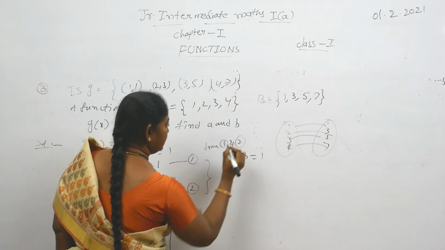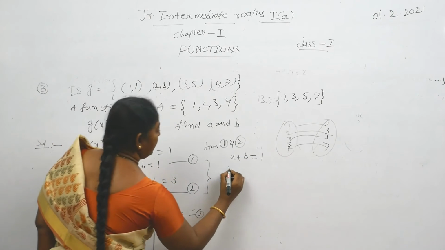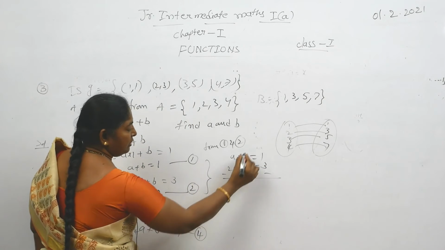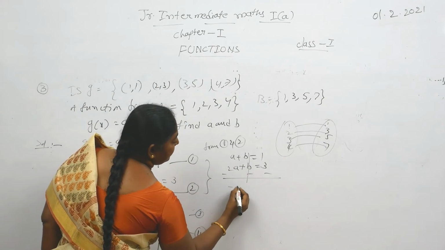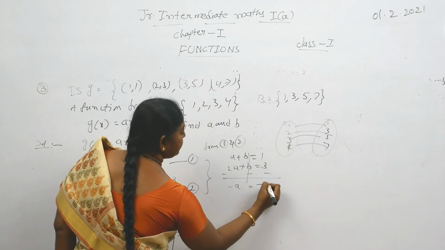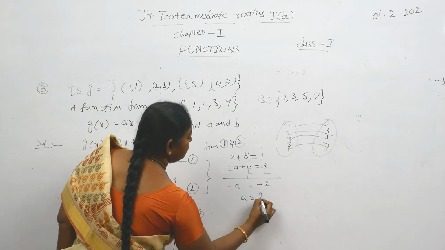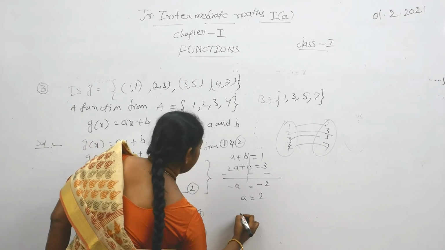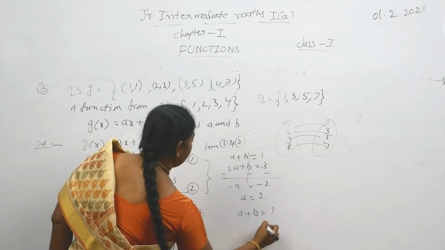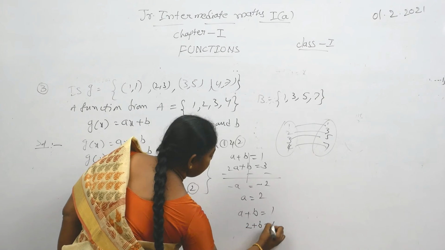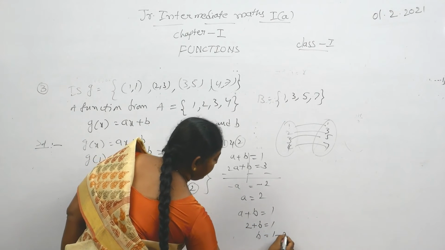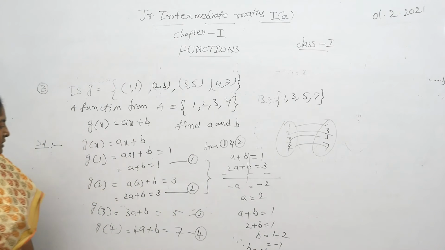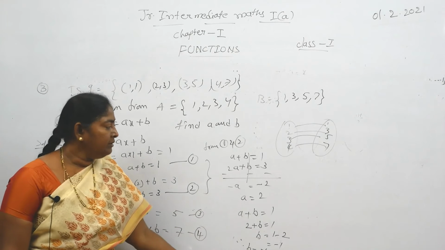From conditions 1 and 2, a plus b equal to 1 and 2a plus b equal to 3. Doing subtraction, b cancels and minus a equal to minus 2. So a equal to 2. Then b, from the first condition a plus b equal to 1, so 2 plus b equal to 1. So b equal to 1 minus 2, that equals minus 1. Therefore b equal to minus 1. So these are the a and b values.